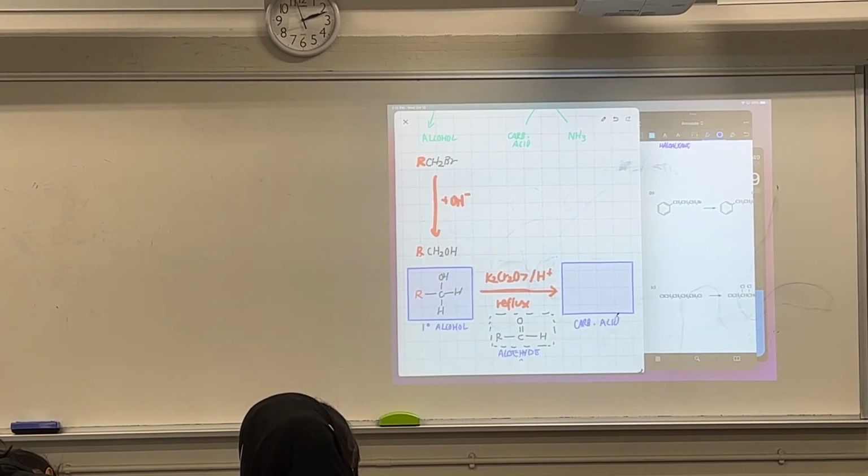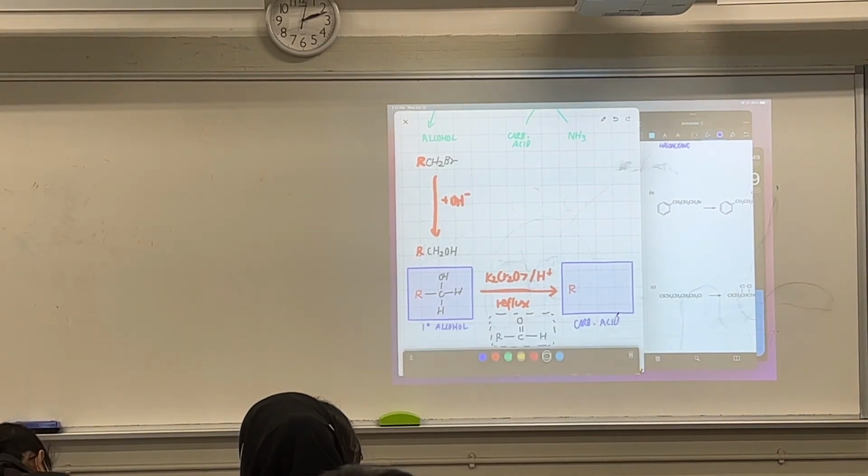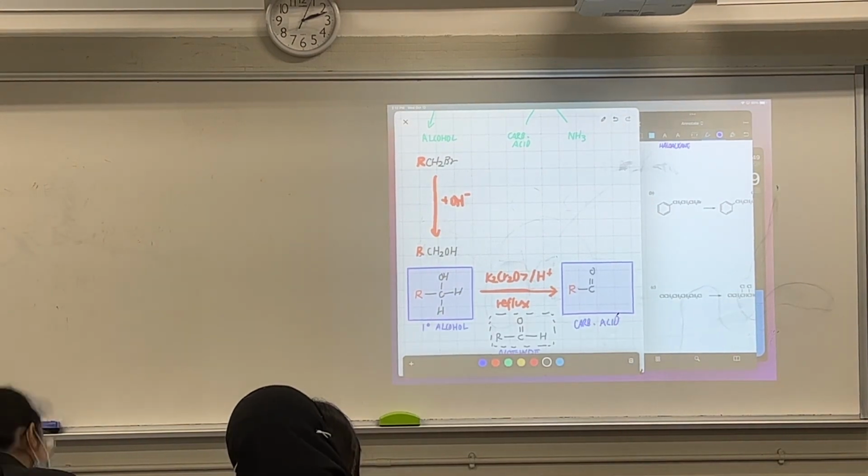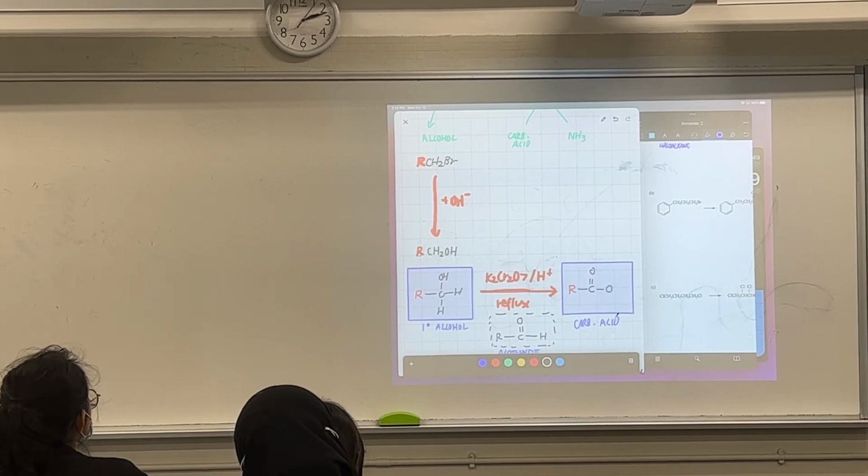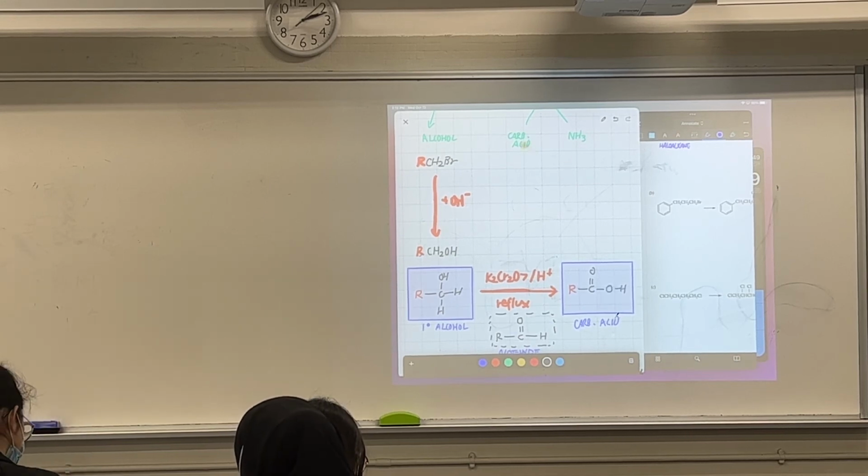So I want you to show me the carboxylic acid now. It first becomes an aldehyde, and then the aldehyde tries to oxidize, and when the aldehyde is oxidized, it turns into COOH. Yes. Now you are here.